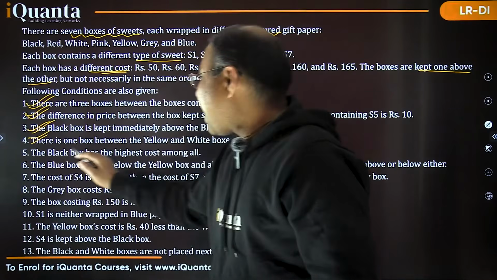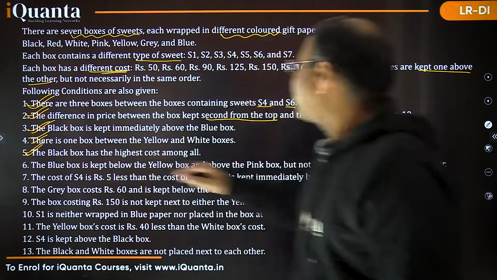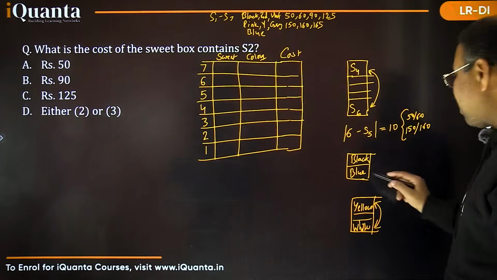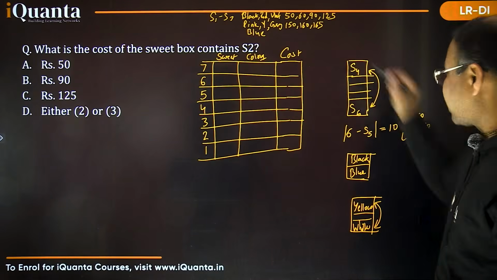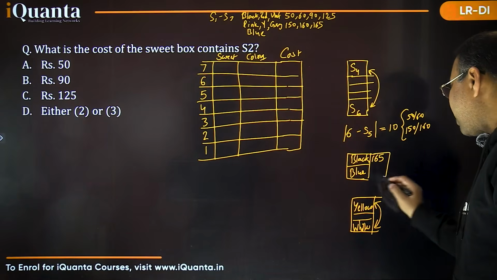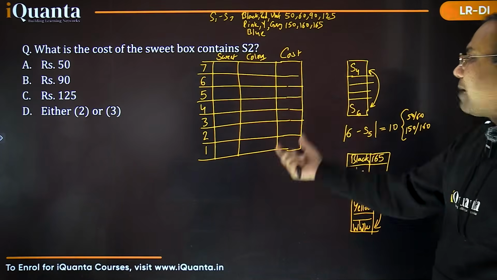Next, the black box has highest cost among all. That is a good point. So black box has highest cost, 165. So black box का cost मिल गया है. So black box का cost is 165. तो black के साथ ही लिख लेते हैं. This information we can fill here only. So I don't know the cost of blue, but black has the highest cost, which is 165. ठीक है? So that can be put here.